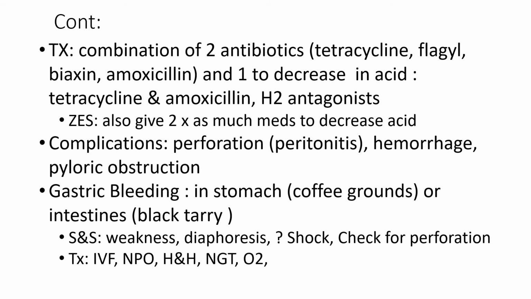Complications include, of course, perforations, hemorrhage, pyloric obstruction. Gastric bleeding in the stomach appears coffee ground-like through vomitus. Sometimes it comes up through the NG tube. In the intestines, you could get black tarry stools. Signs and symptoms include weakness, diaphoresis, shock. Always check for perforation. Treatment includes IV fluids, keeping the patient NPO, monitoring their H&H, inserting an NG tube, and O2.